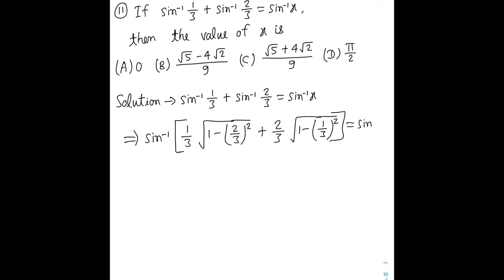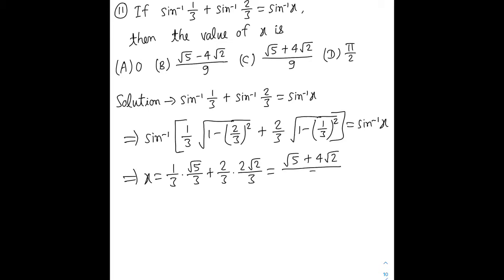equal to sine inverse x. Now sine inverse you can cancel on both sides. Then x would be nothing but this. So if you calculate, x would be 1 by 3 into, first of all, root 5 by 3. Then next you will have 2 by 3 into 1 minus 1 by 9, so that is 8 by 9. The square root of 8 by 9 would be 2 root 2 by 3. So finally you will get root 5 plus 4 root 2 by 3. So it will be option number C.